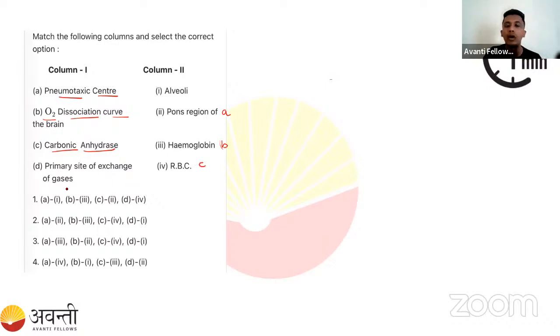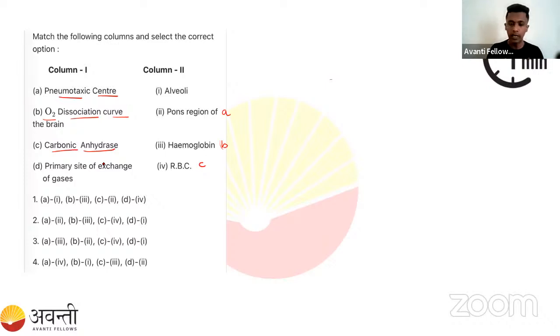Next one, primary site for gaseous exchange. We know that we have two important zones in our respiratory system. One is the conduction zone, the other one is the respiratory zone, where the gas exchange happens. In the conduction zone, we have all the rest of the respiratory organs like nostrils, pharynx, larynx, trachea, and then bronchi and bronchioles. So these are all the conduction zone. But when it comes to alveoli, this is the junction where the exchange of gases takes place because of its very thin membrane and high capillarity.